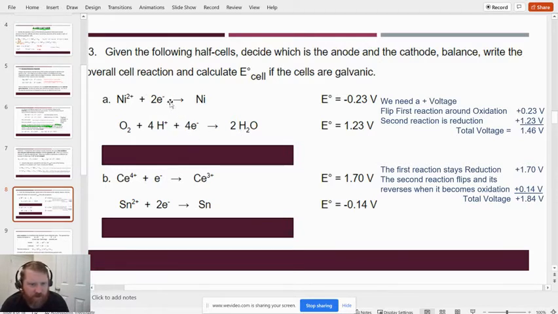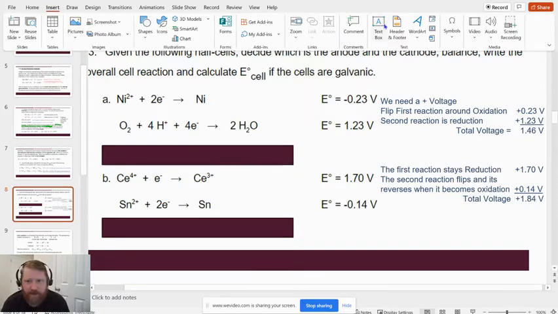Right now, they're both gaining electrons. So one of these reactions has to be flipped around. They can't both gain electrons. Somebody has to lose the electrons for someone else to gain them. What we're going to do here is figure out which one we can flip and still have a positive voltage. If we flip the second one, we'd have a negative and a negative added together. That's not going to work. If we flip the first one, that would work. We'd have positive 0.23 and 1.3 with a total voltage of 1.46.